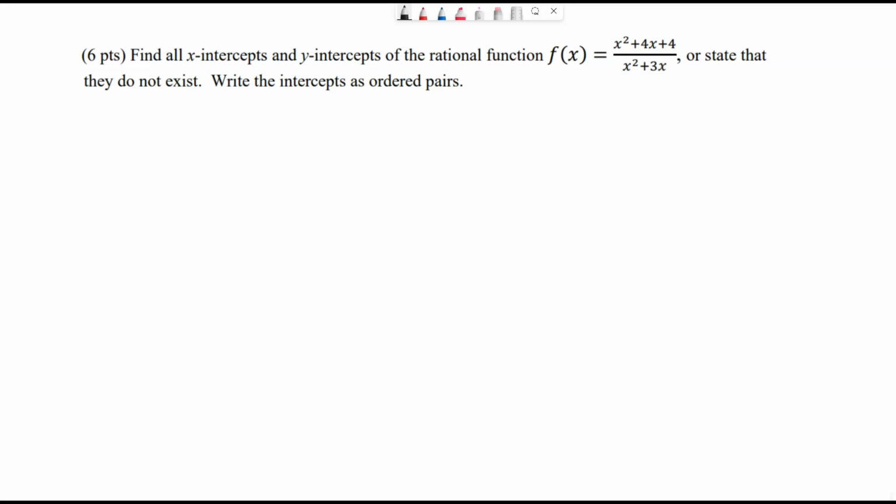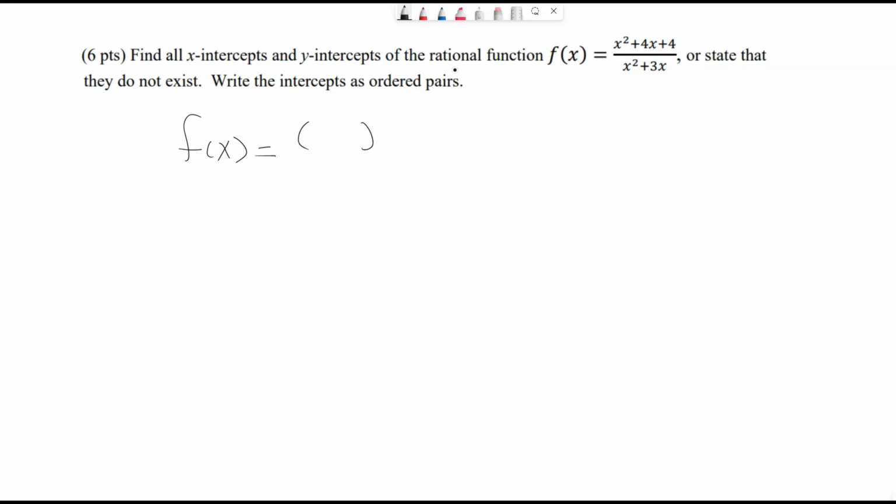Find all x-intercepts and y-intercepts of the rational function, or state that they do not exist. Write the intercepts as ordered pairs. All right, the first thing we want to do is take a look at the rational function in factored form.